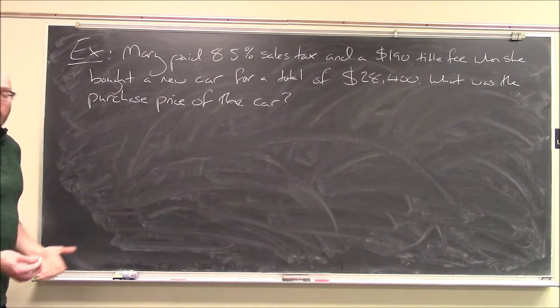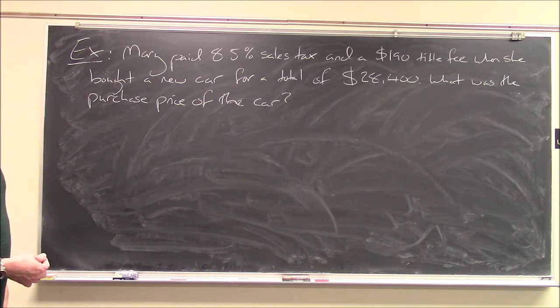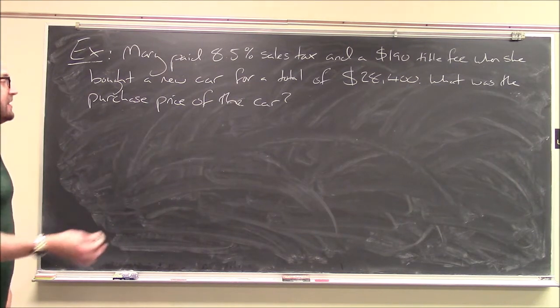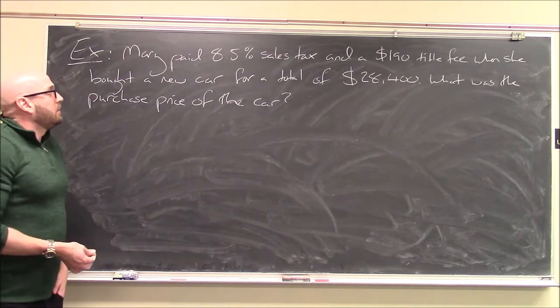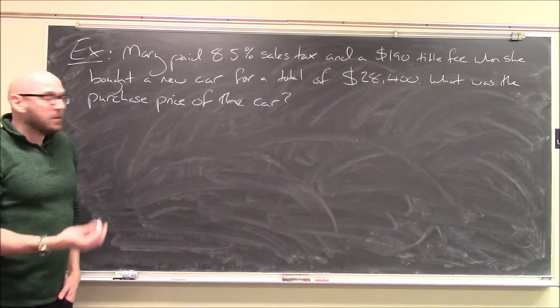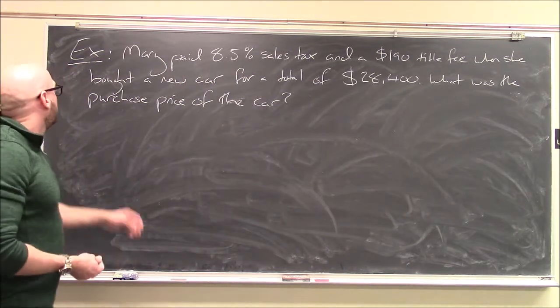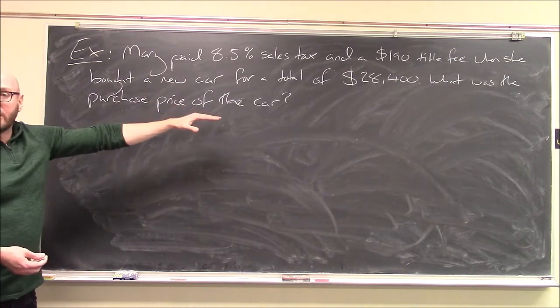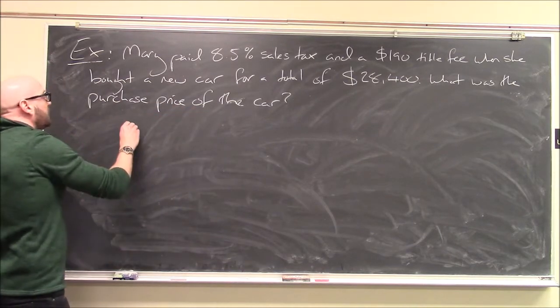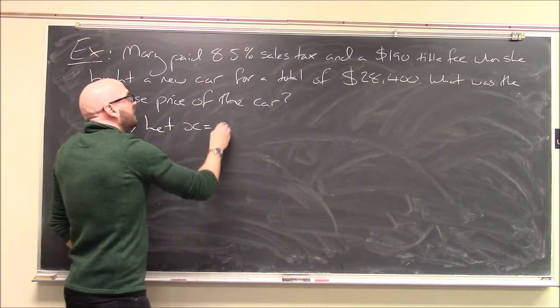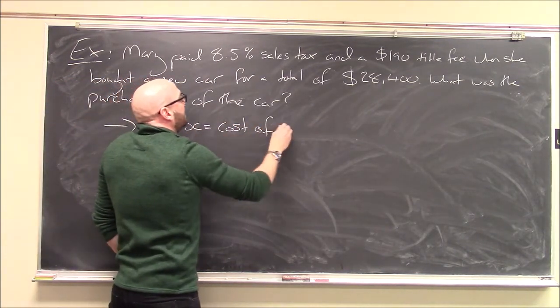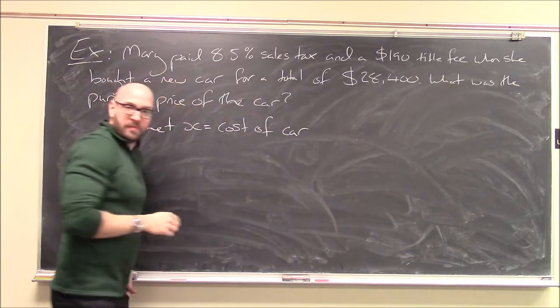Well, we need to set up an equation, and I'm going to have some sort of variable in this. I'm going to have an x in this somewhere. It's going to be a linear equation. And what you'd usually do is you'd say, I want x to be the unknown thing that I'm solving for. So what's the unknown here? Well, the unknown is the actual price of the car. So let's set this up. Let x be the cost or the price of the car.